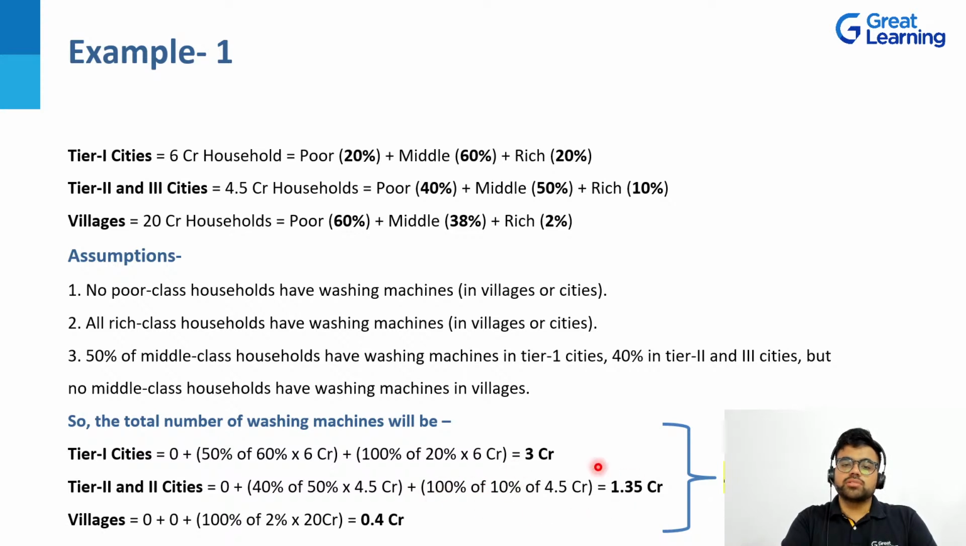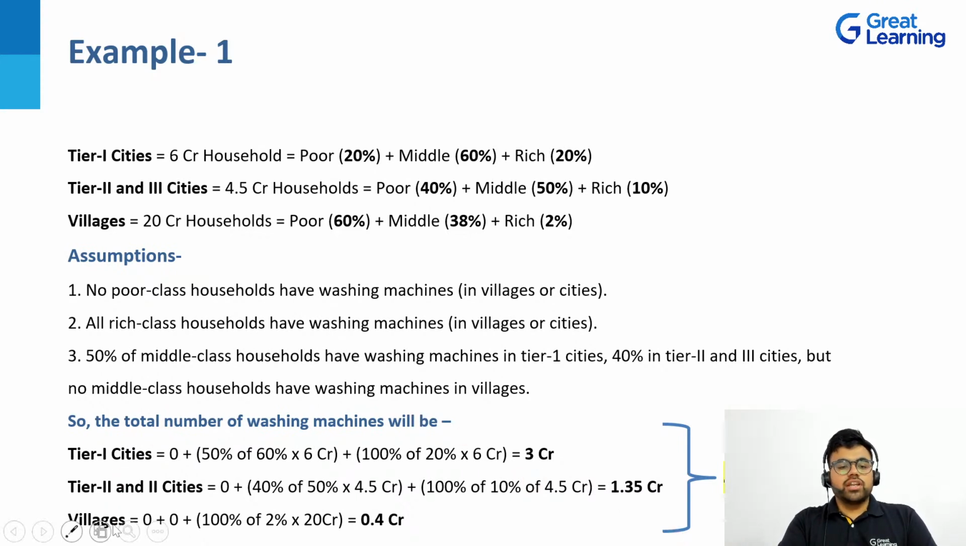Then comes the third part. So in tier 2 and tier 3 cities, we have rich people, 10%. So 10% of 4.5 crores will give me the exact number, that is around 45 lakhs. Of that 45 lakhs, 100% would own washing machines. Okay. So again, if you sum up the poor class, the middle class, and the rich class, you will come up to the number called 1.35 crores.